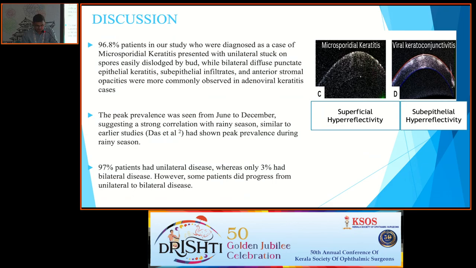So, we can see the anterior segment OCT of the microsporidiosis patient, where we can see the superficial hyperreflectivity due to the presence of spores. Meanwhile, adenoviral keratitis patients present with bilateral diffuse punctate epithelial keratitis, subepithelial infiltrates and anterior stromal opacities.